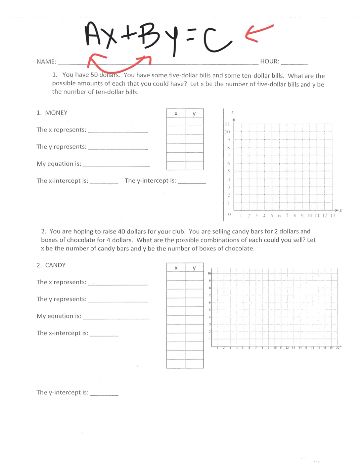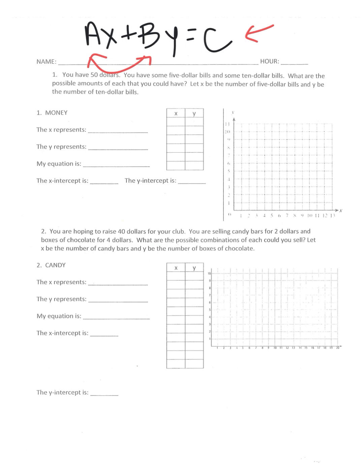so you know how to do this sheet, and then I will ask you to pause, go through some other parts, and show you parts of the answers so you can see if you are correct. All right, so number 1, you have $50, you have some $5 bills and some $10 bills. What are the possible amounts of each that you could have? Let X be the number of $5 bills and Y be the number of $10 bills.